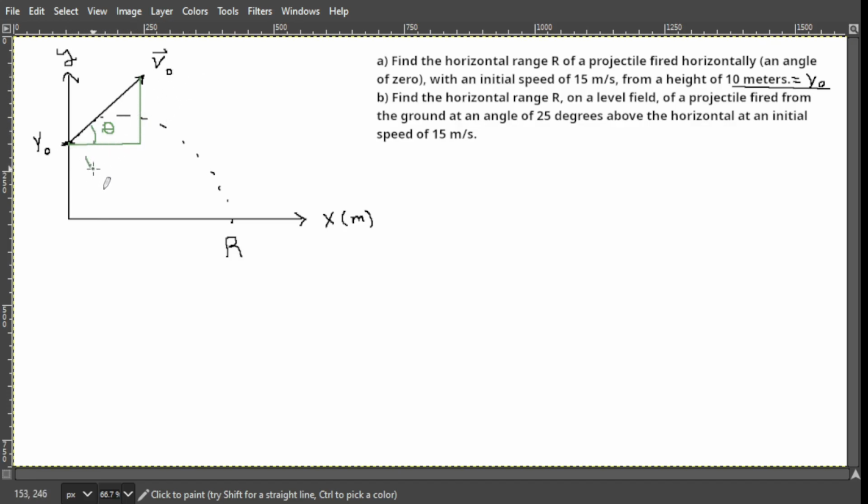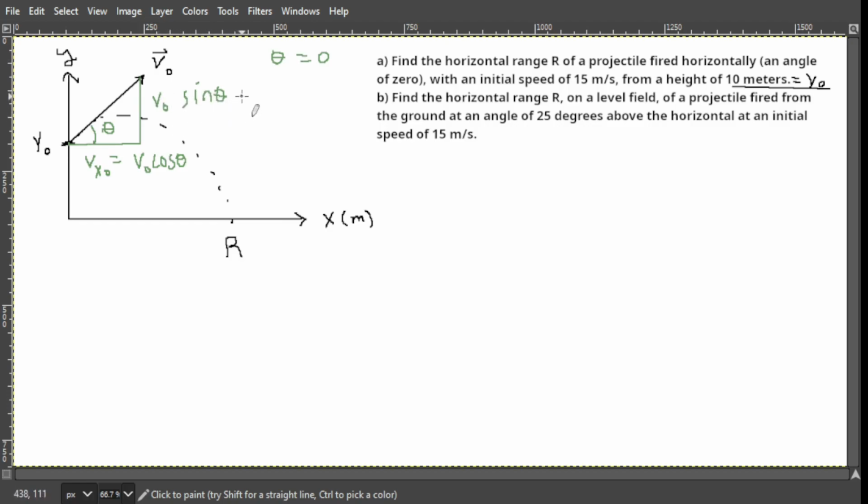I'll have the initial component of the x velocity would be the speed times the cosine of the angle, and then the initial component of the y velocity will be the speed times the sine of the angle. Now when you fire the projectile horizontally, what happens in that case? Well, in that case, the angle will be 0. So you fire horizontally, then in this particular case, theta is 0.